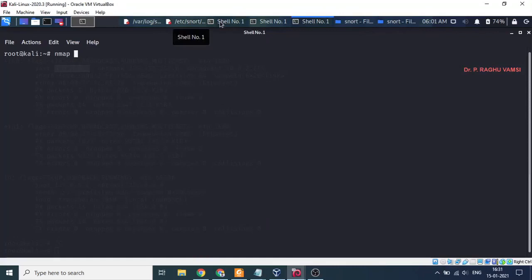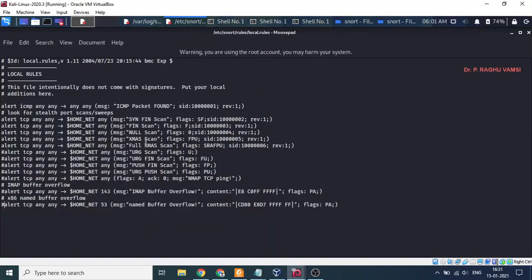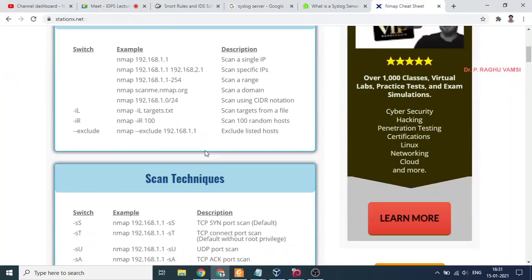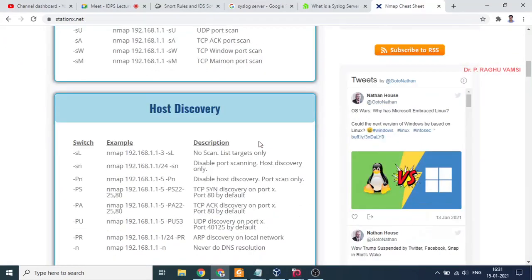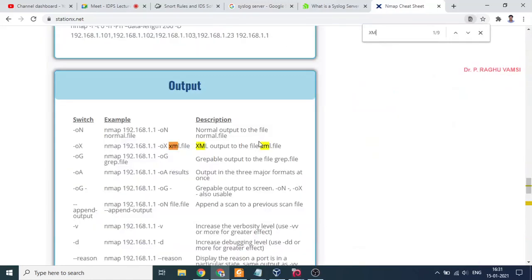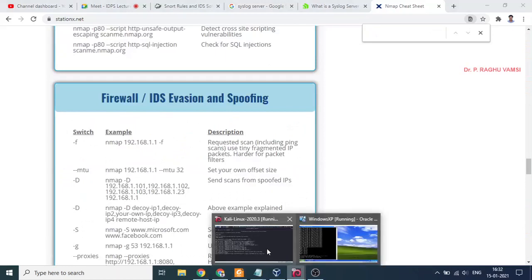Now here the rule we have written is for the Xmas scan. You want to detect the Xmas scan. So let us see the Xmas scan. Is it possible to conduct the Xmas scan? Here, the scan technique, Control F, Xmas, or we can say SYN scan. Let us see some other scans that are available.